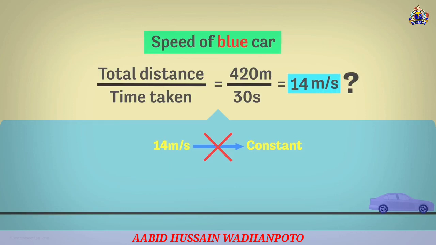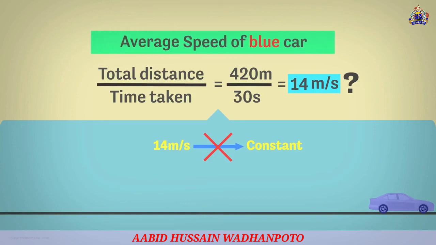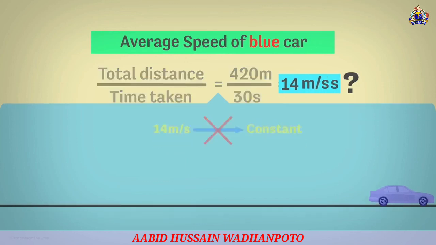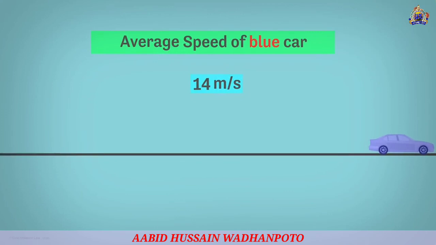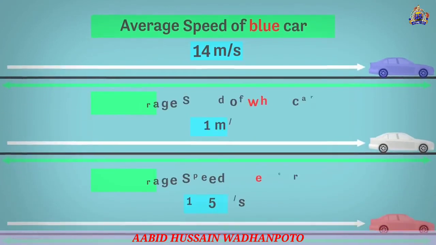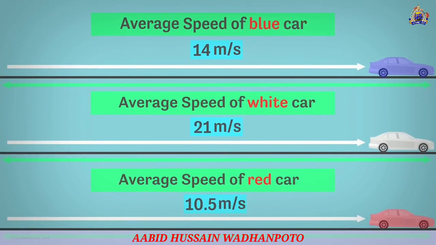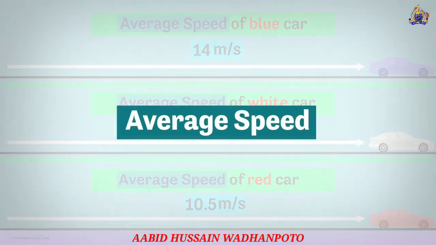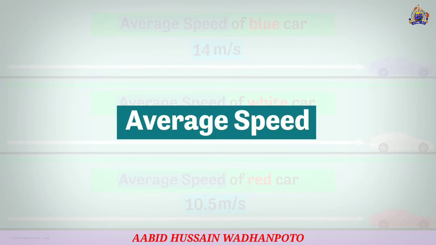So 14 meters per second, is it constant speed or not? No, it was not constant speed. It was the average speed of the blue car. And what is the average speed of the car? When speed changes, then the overall speed is called the average speed of a car. Okay, very good, excellent. So we have to learn about the average speed here. What is the average speed?